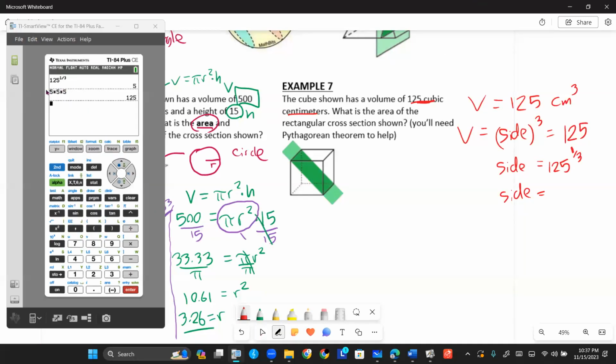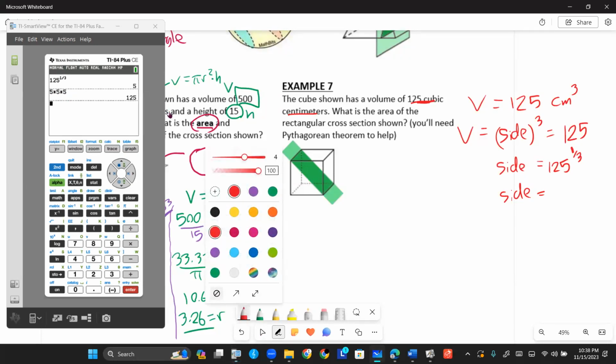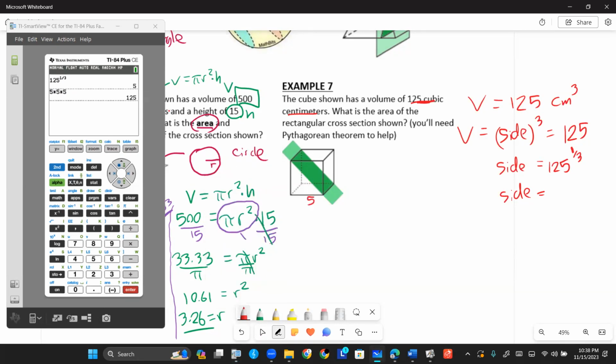And remember, a cube is just a rectangular prism. So length times width times height, 5 times 5 times 5, that gets you right back to 125. So each of these is going to be 5, 5, 5, and we'll write 5 centimeters. And the question wants to know, what is the area of the rectangular cross section shown below? Well, I only have one side, the 5 there, but this other dimension of that rectangle, we're going to need to calculate using Pythagorean theorem.